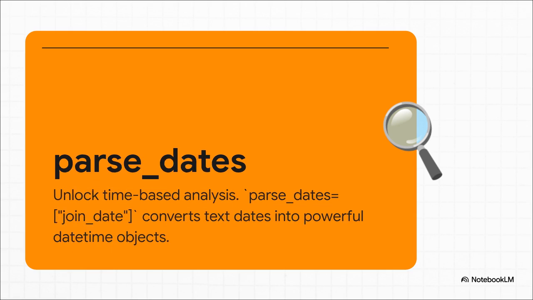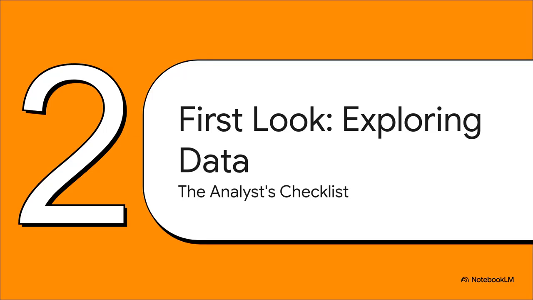This parameter is a huge one. By default, dates in a CSV file are just seen as text, as simple strings, but parse_dates is magical. It converts them into powerful datetime objects, which immediately unlocks the ability to do things like filter by month, calculate time differences, or build time series plots. It's so useful.